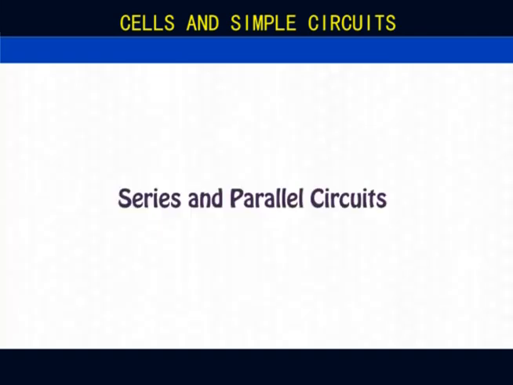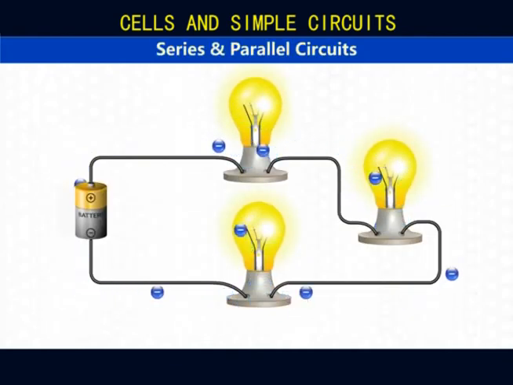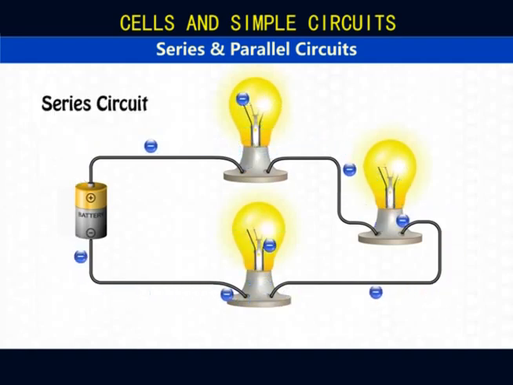We can also connect bulbs in series or parallel. When bulbs are lined up one after the other in a circuit like this one, it is a series circuit. The problem with a series circuit is that when one bulb blows out, it creates a gap in the circuit. This means all the others go out as well.